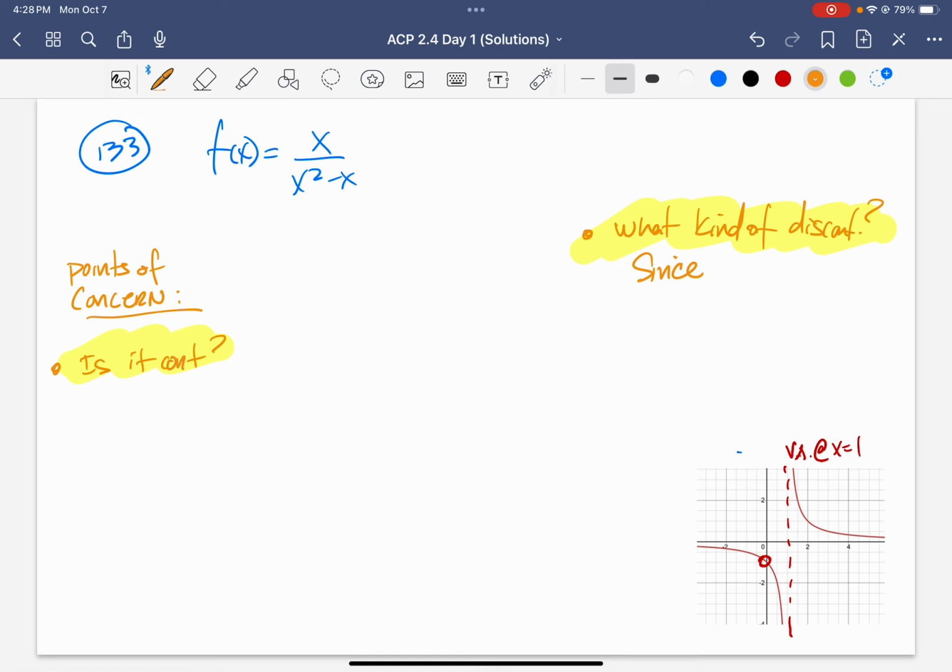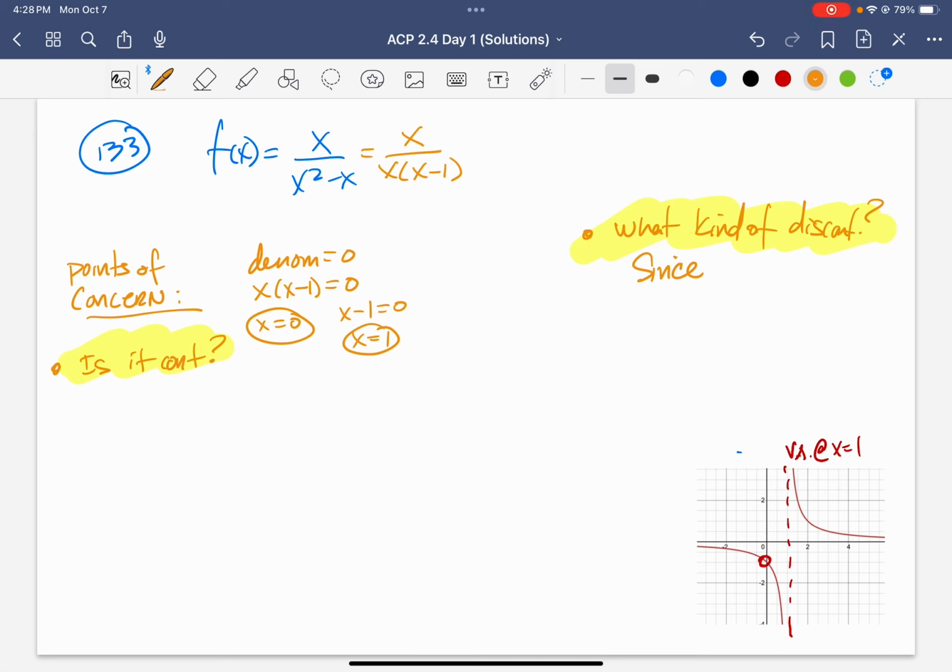So is it continuous? Well, what are my points of concern first? I think my points of concern are going to be where the denominator is equal to 0. So in this case, if I factor it, I get x times x minus 1. So I think x minus 1 with my denominator tells me that either 0 or 1 are my 2 points of concern. So is it continuous at x equals 0?